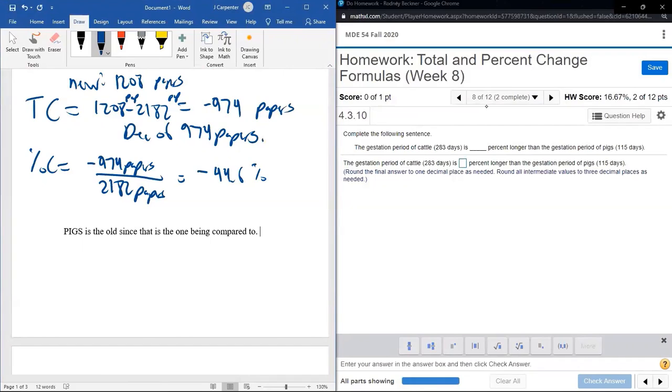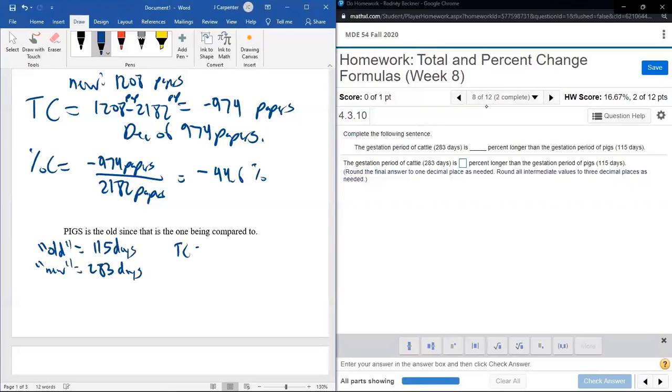And I'll show the math both ways just to show you the comparison. And this is very similar to the guided activity we did in Thursday's class a week ago when we were comparing, oh Lord, what were we comparing? Non-families to family households. That's what it was. So there's no really old or new. It's just a matter of choosing which one's our baseline. So our old is the pig's number, which is 115 days. And the new is going to be the cattle, which is 283 days.